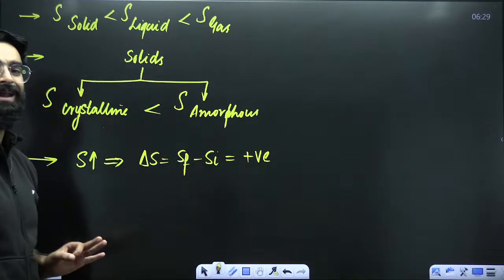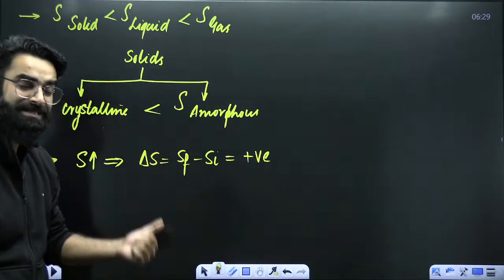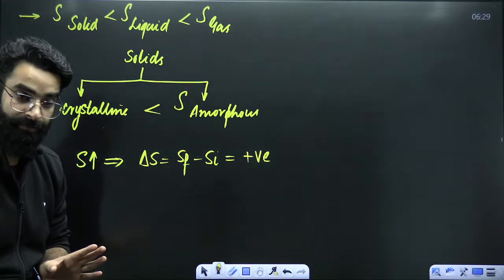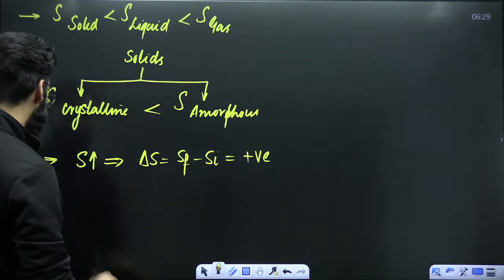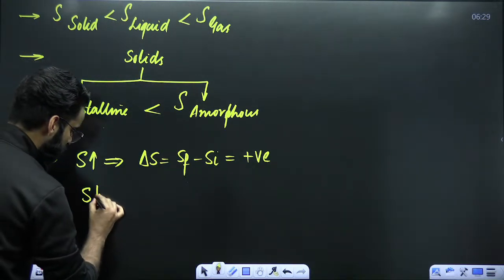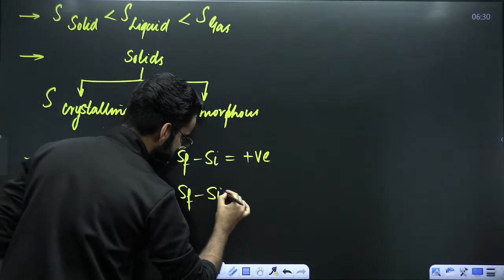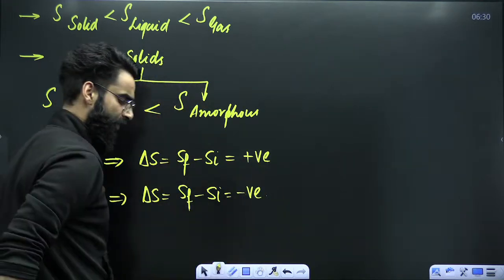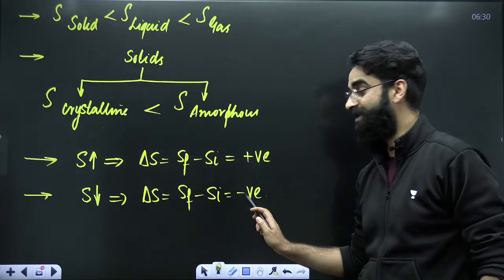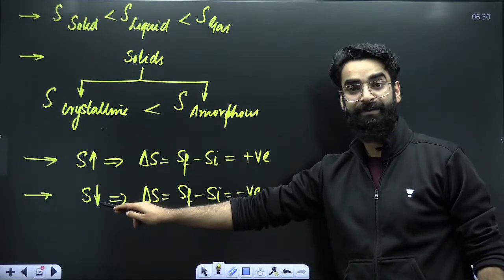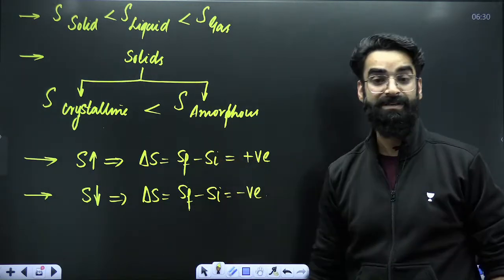Perfect. So whenever I say from now onwards that delta S for the system is positive, that means the entropy of the system is increasing. Whenever I say change in entropy is positive, that means entropy of the system is increasing. And similarly, when the entropy of the system decreases, delta S, the change in entropy, S final minus S initial, comes out to be negative. So from now onwards, whenever I say that entropy change is negative, that means entropy of the system is decreasing. If I say entropy change of the system is positive, that means entropy of the system is increasing.